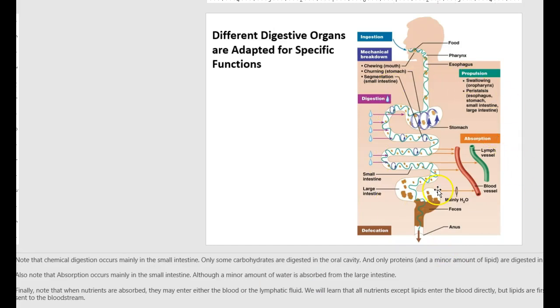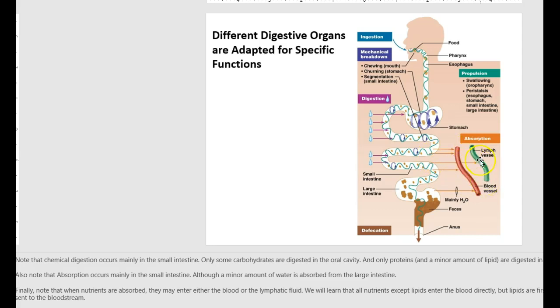This is a kind of detailed diagram that I just recommend you look at for a while, but there's three things to note. Note that chemical digestion occurs predominantly in the small intestine. There's only some carbohydrate that's chemically digested in the oral cavity and some protein chemically digested in the stomach. Also note that absorption occurs predominantly from the small intestine. And lastly, absorbed nutrients might enter the blood or they might enter a lymphatic vessel.